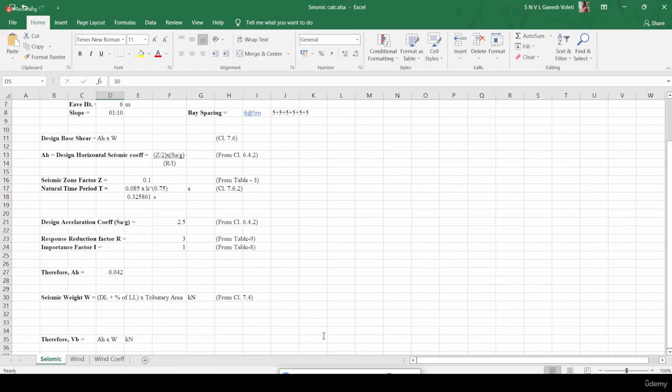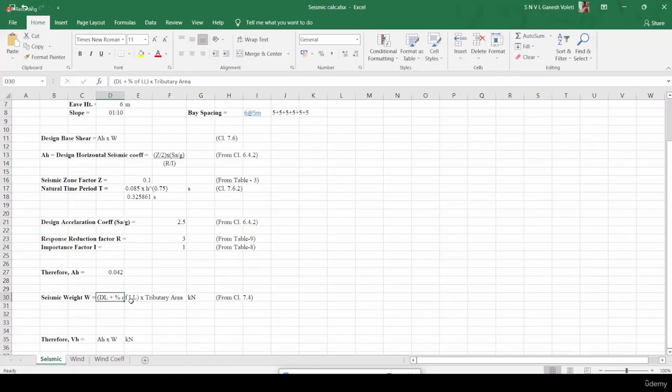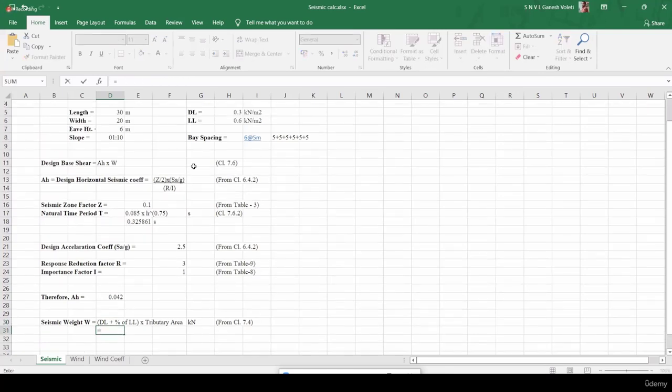So what he mentioned in the code for calculation of design seismic force of buildings is that imposed load on roof need not be considered. So here the live load contribution will be 0 in this formula, and only dead load we have to take. Dead load is how much? We have taken 0.3 into.